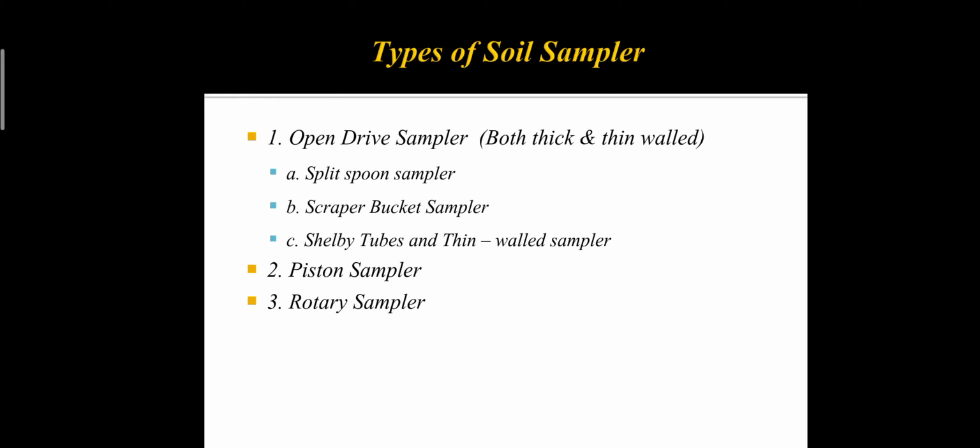We don't get undisturbed samples. அன்டிஸ்டர்ப்ட் சாம்பிள்ஸ் நமக்கு கிடைக்காது. Samples are disturbed in case of split spoon sampler and scraper bucket sampler. In all the other 3, thin walled Shelby tube and thin walled sampler, piston sampler and rotary sampler, the samples are obtained by gentle principles, and they are completely undisturbed samples. Undisturbed samples நமக்கு piston, rotary இல்ல கிடைக்கும்.